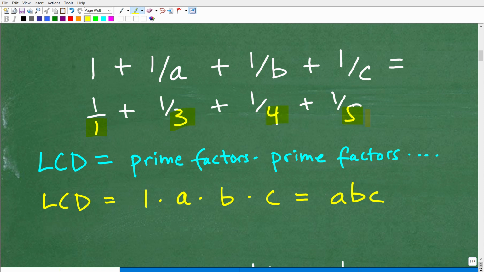So how would I do this problem right here, okay? Well, hopefully you recognize that, listen, I can't add up these fractions because all these denominators are different. So I'm going to have to find the LCD, and you would be absolutely correct. Okay, that's what we're going to have to do here.